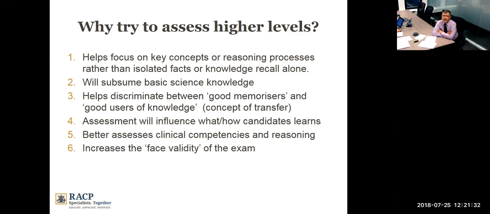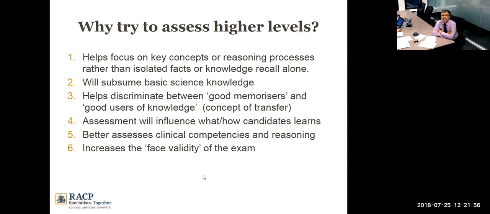Also, assessment influences how and what a candidate learns. So the higher level skills, the more applicable it is, the more the candidate could associate with what they need to know in terms of the assessments. Also, application questions are better for assessment of clinical competencies and reasoning, and that's really what we want to be able to do in terms of assessment, to see if the candidates meet the standard.